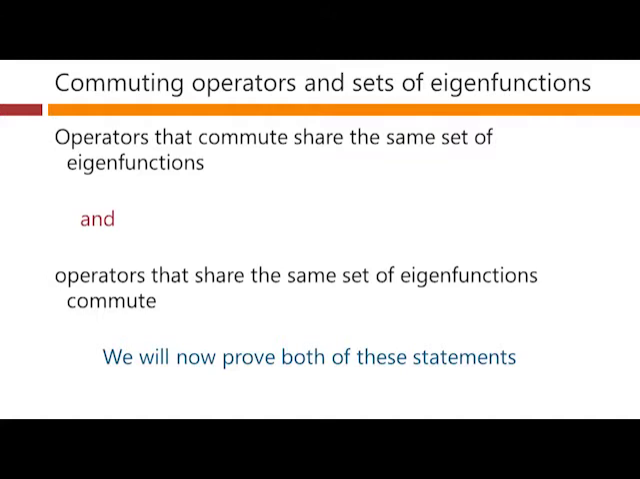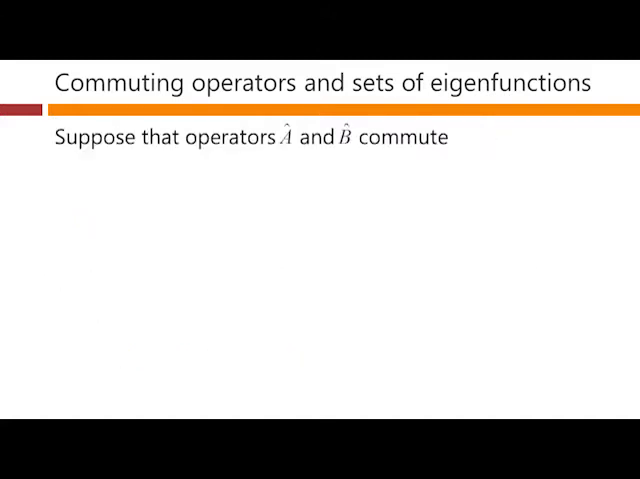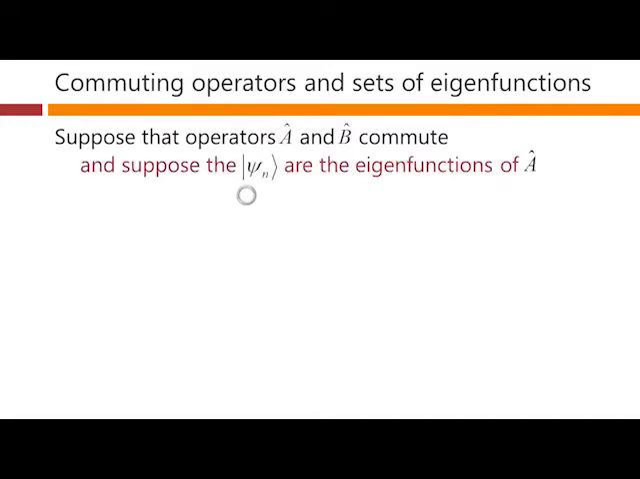Technically, we're only going to prove them for the case of non-degenerate eigenfunctions and eigenvalues, although we can in fact complete the proof even for the case where we have degenerate eigenfunctions and eigenvalues, that is, multiple eigenfunctions for the same eigenvalue, but we won't go through that minor complication in the algebra here. So, let's look at this proof. Suppose that operators A and B do commute, and suppose that the psi n here are the eigenfunctions of the operator A, and those correspond to eigenvalues a i.